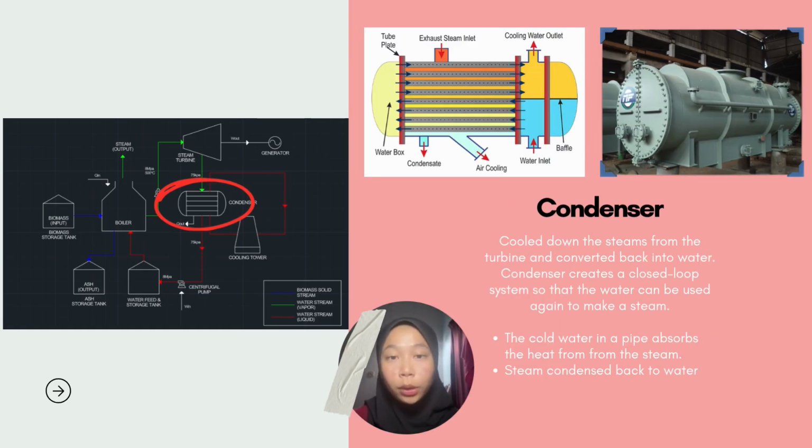So the condenser will turn the steam from the turbine back into water. So it actually makes a closed loop system so that the water can be used again to make heat. So what happens is the cold water in the pipe will absorb the heat from the steam, and then the steam will condense back into water.